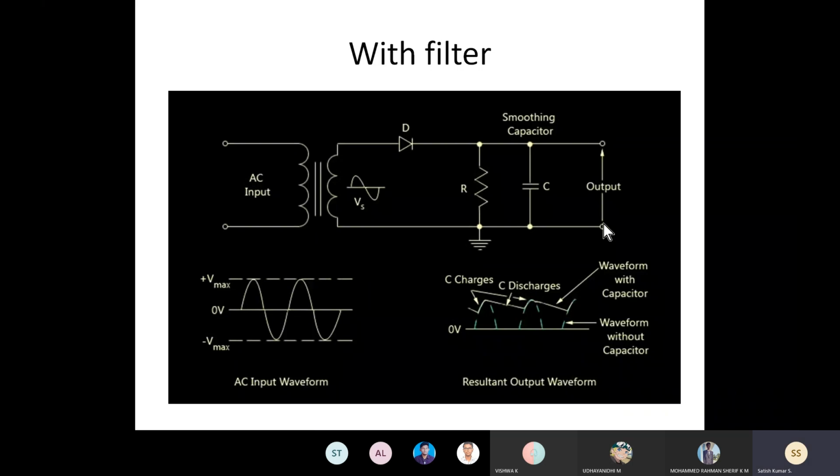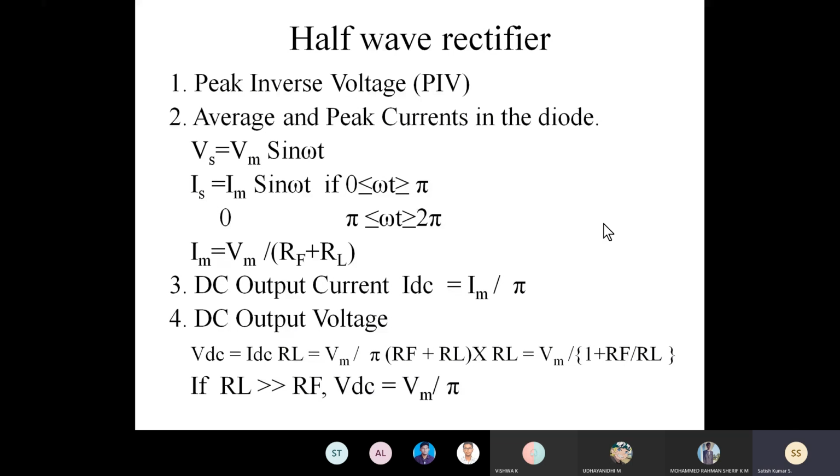So that is the transformer utilization factor. How much of the transformer rating we are going to utilize, and what is the secondary rating of the transformer. These are the terms we are going to calculate. That is the performance analysis of a half-wave rectifier.